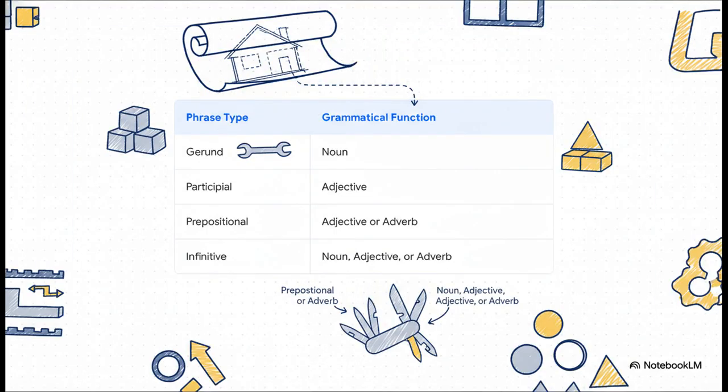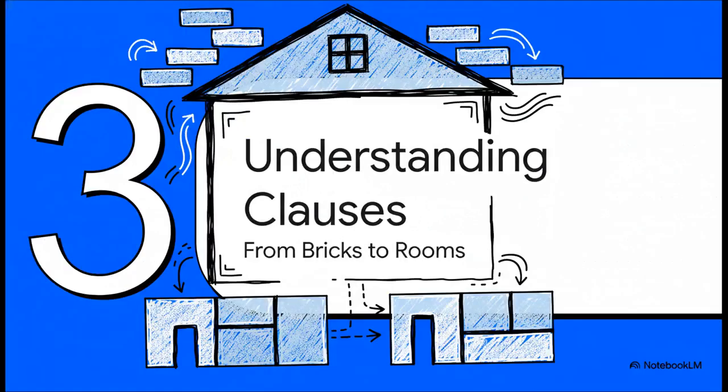So, let's pull this all together. Think of this chart as your quick reference blueprint. It really shows how versatile these little bricks can be. Some have just one job, right? A gerund phrase is always going to be a noun. But check this out. Prepositional and infinitive phrases? Whoa. They're like the Swiss Army knives in your toolkit. They can be a noun, an adjective, or an adverb, all depending on how you use them in the sentence. Super useful to know.